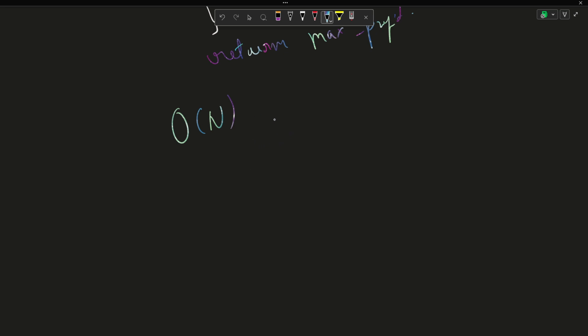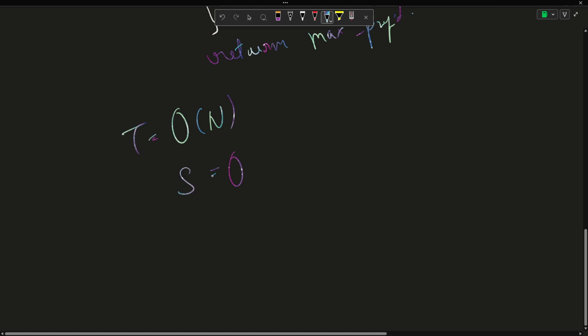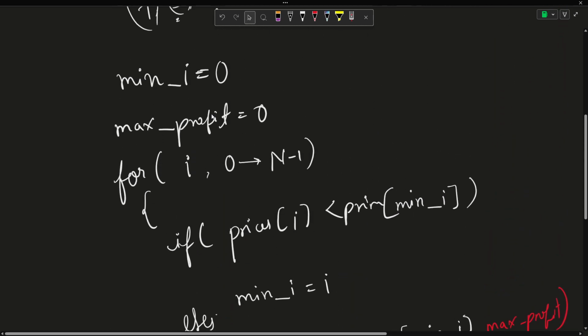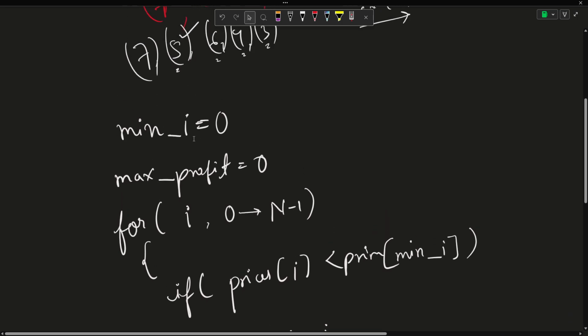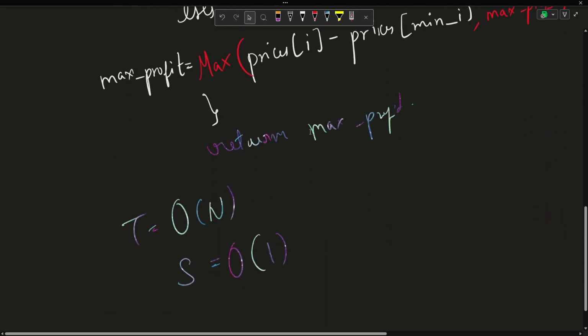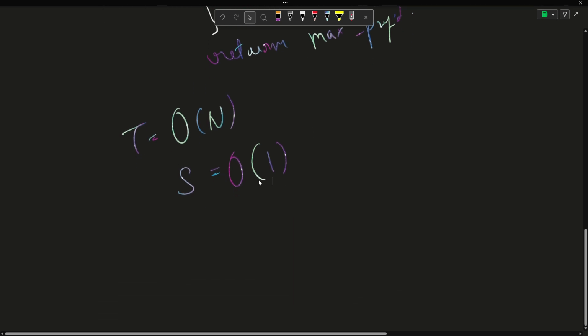And then what is the space complexity? That will be big O of 1 because we are not creating any new array. We are just creating a few pointers, and this is as good as a constant time complexity.